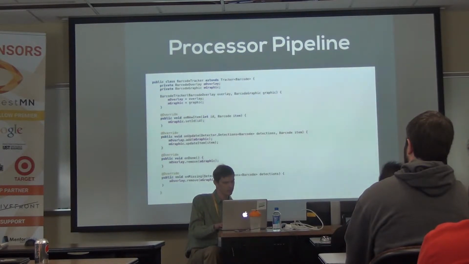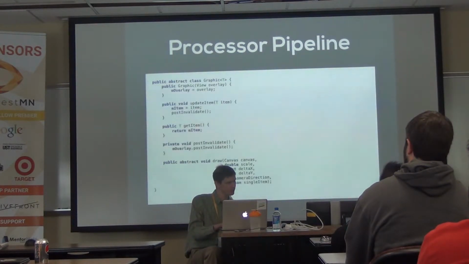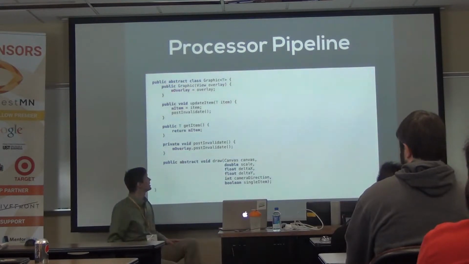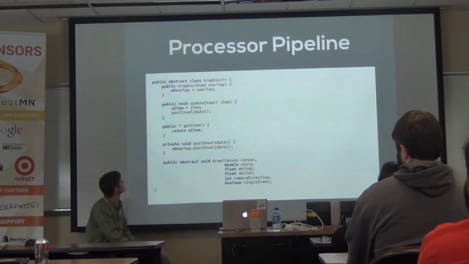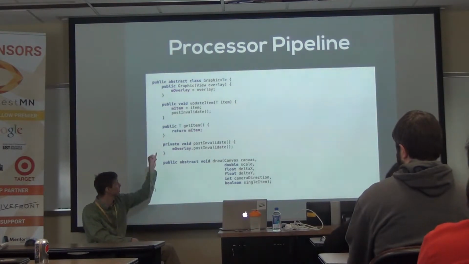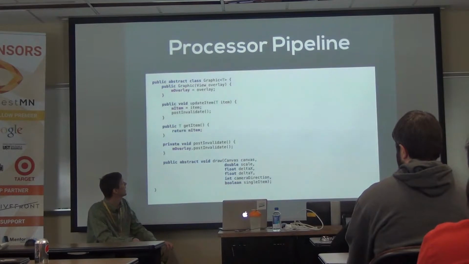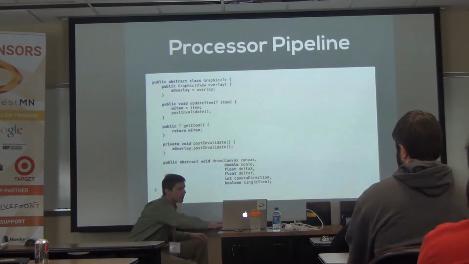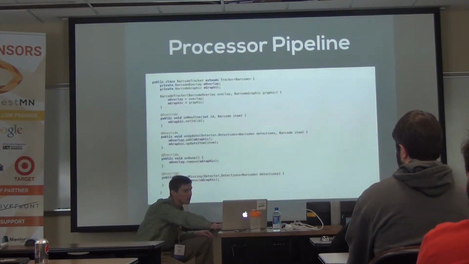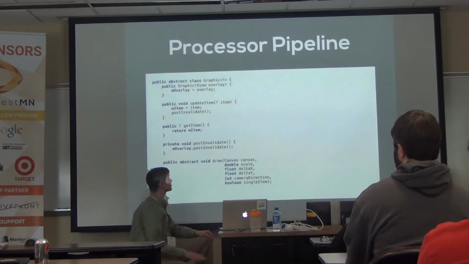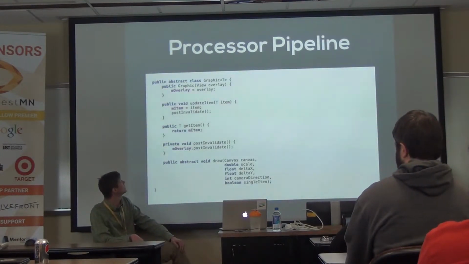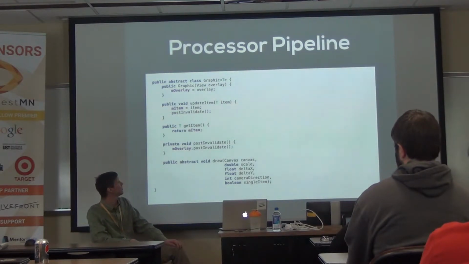So let's talk about the barcode graphic. So here's the base graphic class. It's pretty simple. 2 methods to note here are the update item method, as we saw in the previous slide. That gets called when on update is run. So what happens there is we're setting the member variable to the barcode that got sent in, or the face, or whatever we're making the graphic on. And then we call post invalidate.